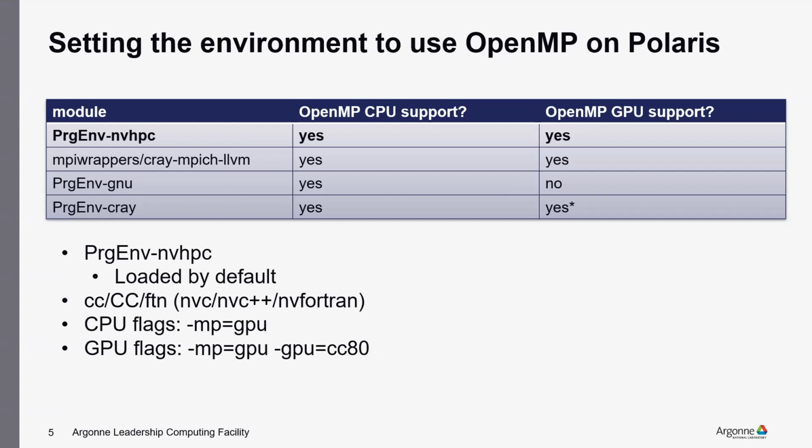Keep in mind, even if you set -mp=gpu, it doesn't mean your OpenMP parallel for will be automatically offloaded. It just means that you have the GPU path enabled. Your regular OpenMP threading will still work. So you can have a code mixing certain portions with OpenMP threading and some portions with OpenMP target offload. So you can set -gpu=cc80.